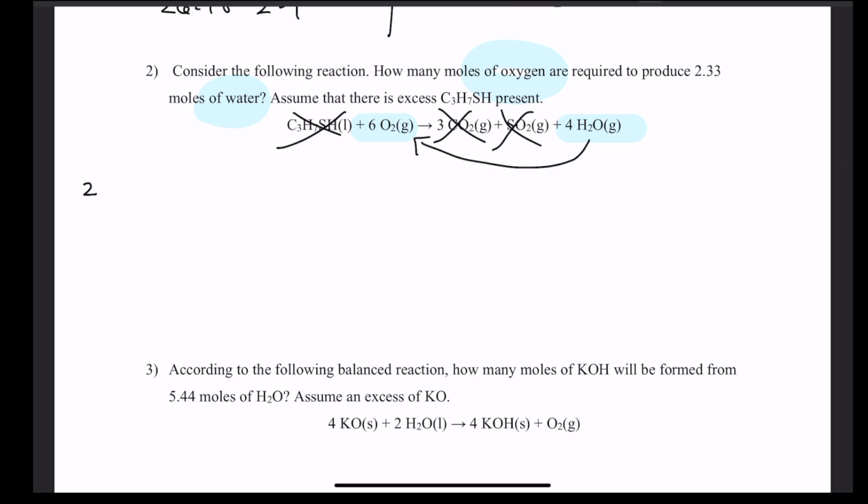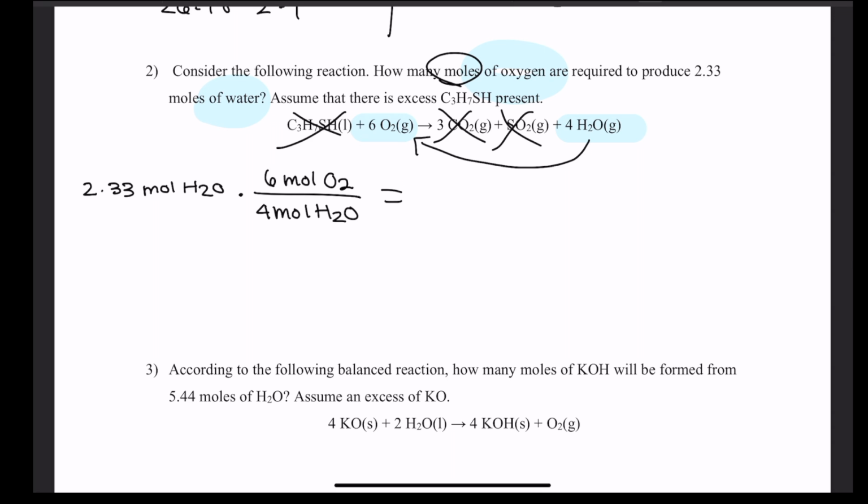Here we're given that we want to produce 2.33 moles of water. We're given it in moles. Since the mole is our middleman in converting element to element, we just look at the coefficients of the balanced equation given. So always remember, balanced equation. The coefficient of water is 4 and the coefficient of oxygen is 6. So basically it's saying that for every 4 moles of water produced, it requires 6 moles of oxygen to be combined with the other element. We only need moles of oxygen, so we can just stop there.